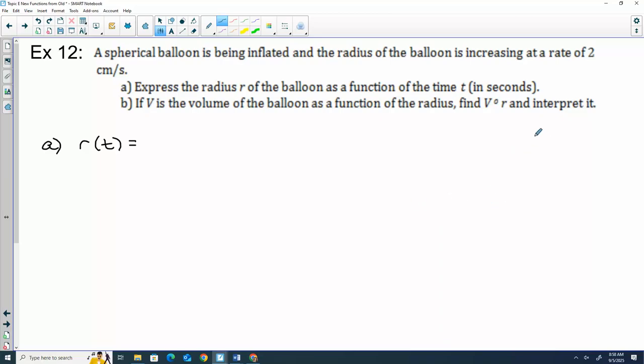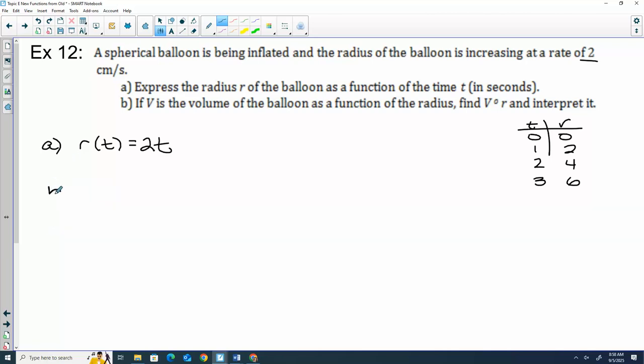So if we think about it, let's just talk through a few. At time 0, what's my radius? Okay. After 1 second, what's your radius? 2, because it goes up 2 centimeters every second. After 2 seconds, the radius would be 4. After 3 seconds, the radius would be 6. So how am I finding my radius? 2 times t, 2t. So if I wanted the radius at 10 seconds, it would be 20.